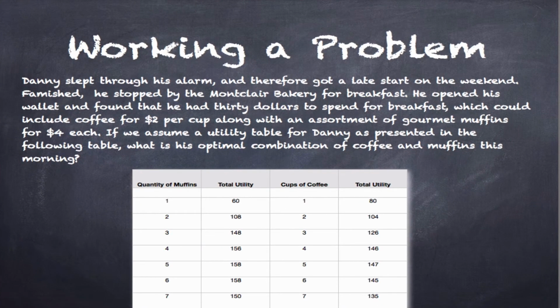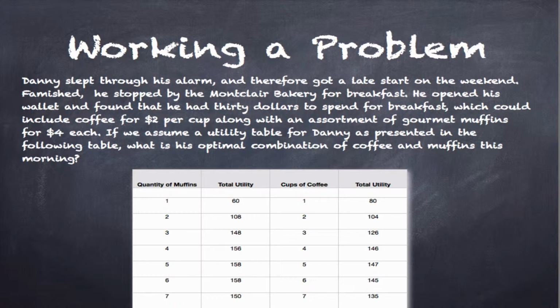So I thought we might try and work a problem here to see if we can put the pieces together. Let's assume that our friend Danny is getting up late but hungry and has got to stop and get some breakfast along the way. So he's going to stop at the Montclair Bakery, and he's got to make a decision about what to have for breakfast, and his choice: muffins and or coffee. Specifically, he can buy a muffin for $4 each, or he can buy a cup of coffee for $2 each. And when he looks in his wallet, he finds out he's got $30 to spend.